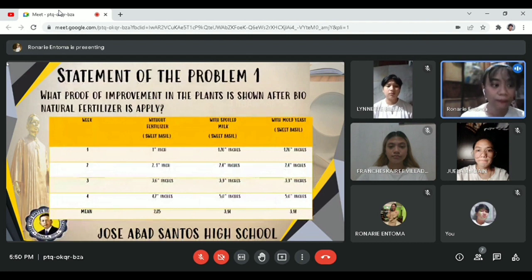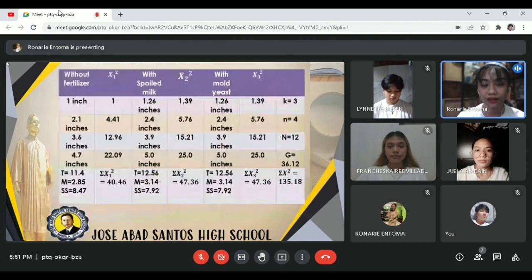After observing the plants within 4 weeks, researchers took down notes on the growth development of plants with the usage of bio-natural fertilizer, such as spoiled milk and mold yeast. By the data presented, it shows the graph of growth development using non-fertilizer and bio-natural fertilizer on sweet basil plants. Moreover, the mean of each group is needed to use in the next step of our data. So here now is our next step.